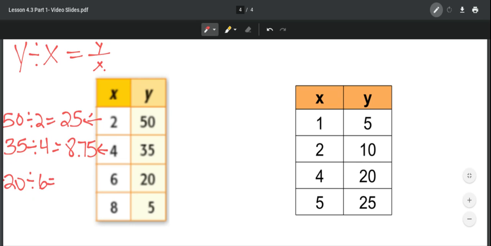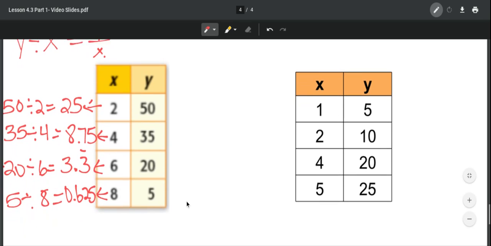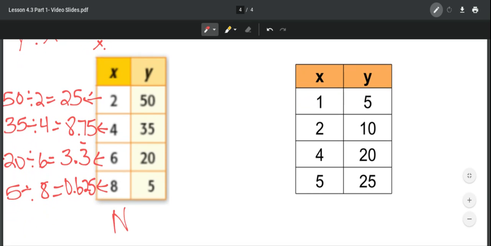When I divide 20 by 6, I get 3.3 with a bar over the 3. When I divide 5 by 8, I get 0.625. So again, this is not a proportional relationship. Let's try the next table.